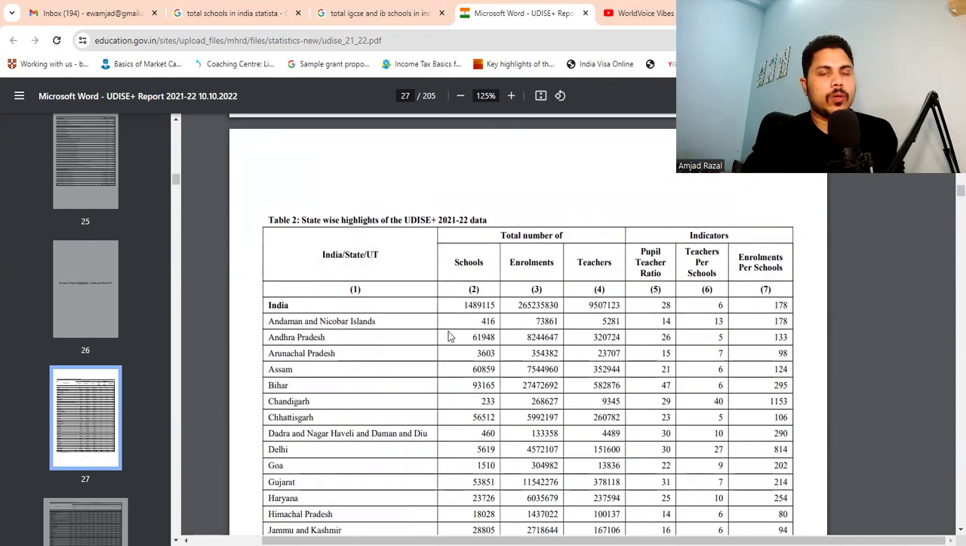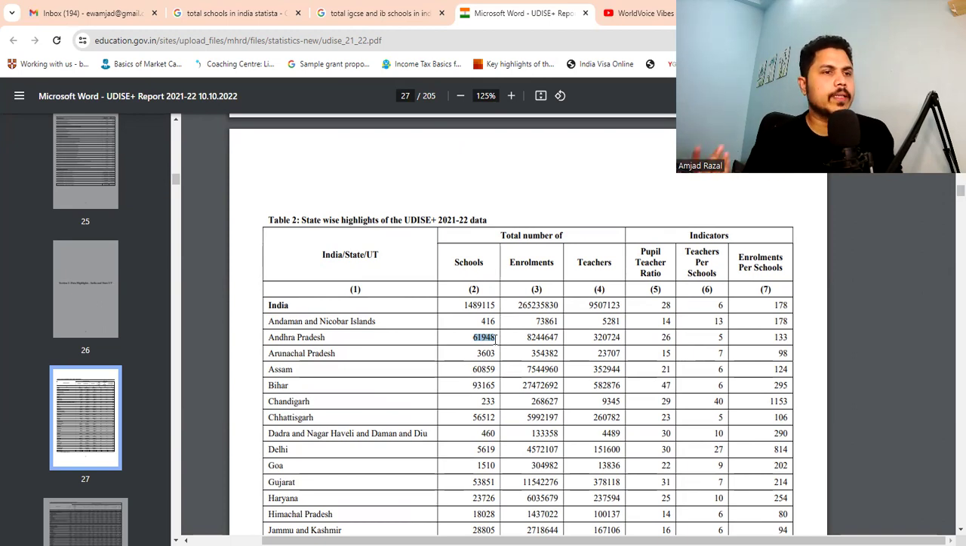Now state-wise also, the data will be available here. In Andaman and Nicobar, there are 416 schools in total. Why? Because it's just an island, so you can't have 50,000, 60,000 schools there. Otherwise the population itself is very less. So how can you have 50, 60,000 schools? It has to be a bigger state. It's like Andhra Pradesh, you see, 61,948 schools.